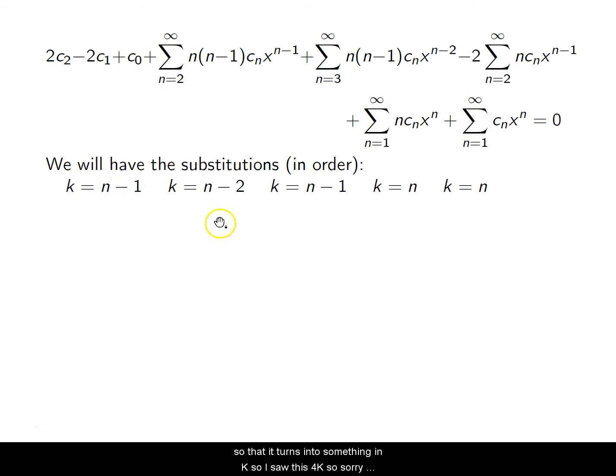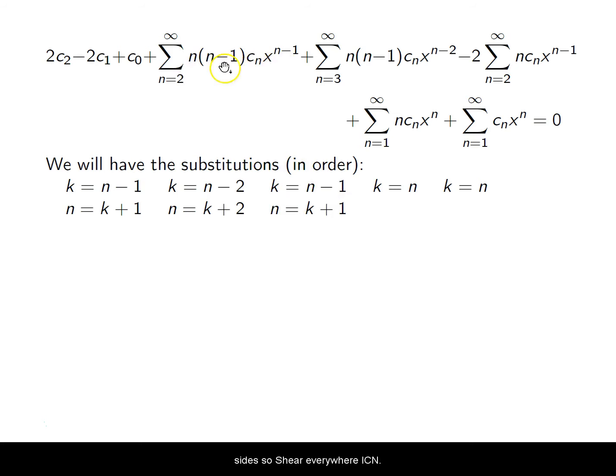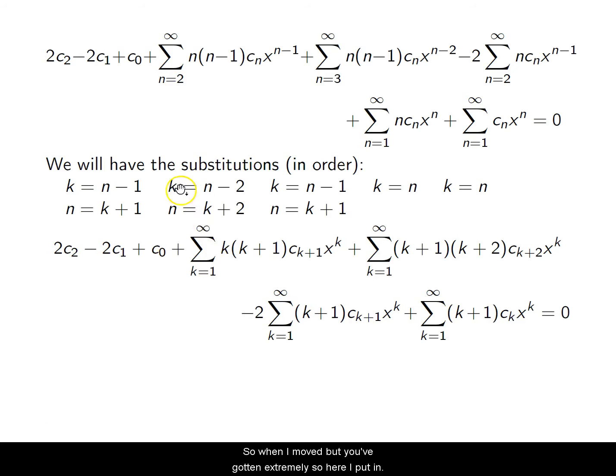So I solve this for k, solve this for n, solve this for n, solve this for n. These are already n's. Okay, so add 1 to both sides, add 2 to both sides, add 1 to both sides. So here, everywhere I see n, I will put k plus 1. So this will be k plus 1 equals 2. Let's just go to the next screen. So here I put in k plus 1 equals 2.